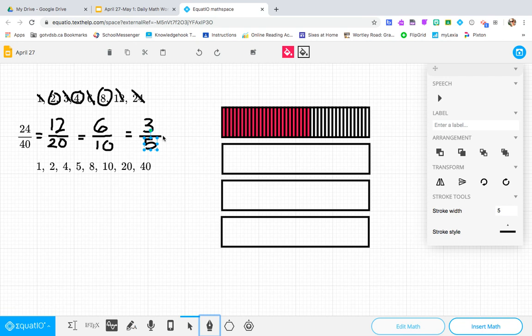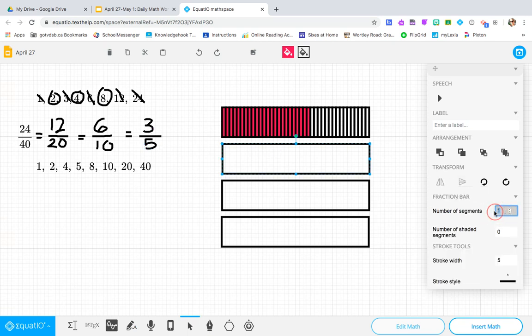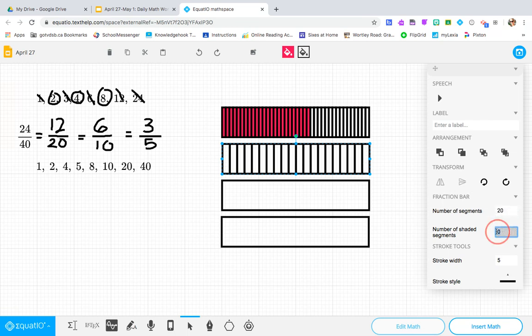So just to prove this is true, which we always like to do, we're going to come over and show each of those fractions on our fraction strips. The second one we set had 12 segments. If you just highlight in here, 20 segments, you can just type in the number 20 and it's a little bit faster when you're working with big numbers. And 12 of those segments are going to be shaded. And look, we have the equivalent amount shaded here.